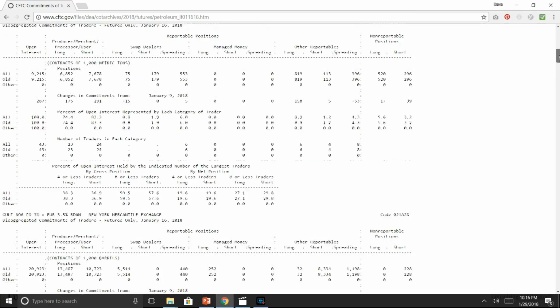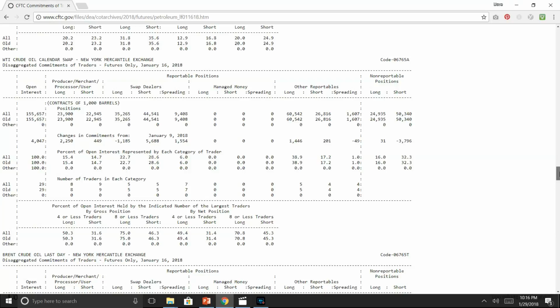And so let's just go down to the bottom. So everyone knows crude oil. So this producers, merchants, and processor user, this is the commercials. So here's the open interest, and here is the contracts in 1,000 barrels. So you can see right here, they're long 23,000, they're short 22,000, pretty balanced. So this doesn't really mean anything because we don't know what it was last week.